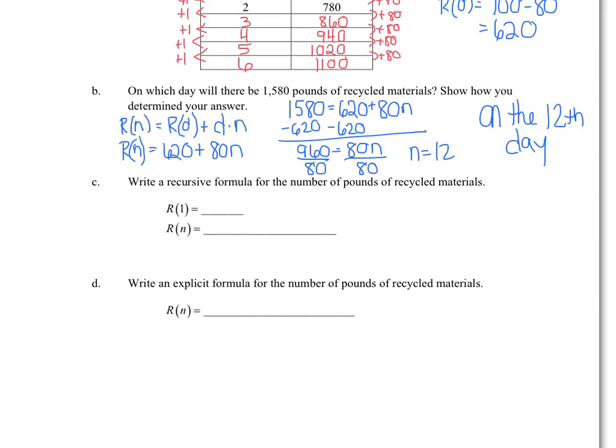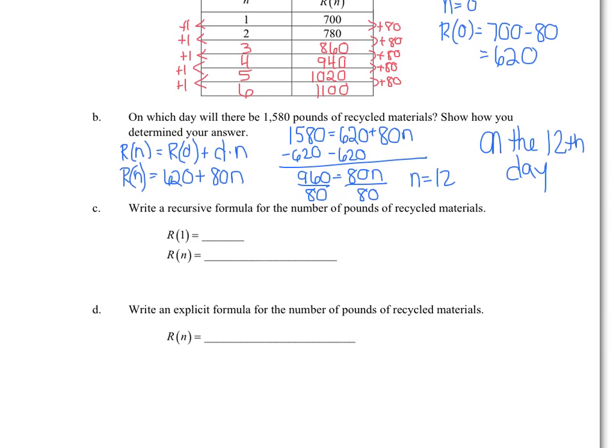Next, it wants us to write a recursive formula for the number of pounds of recycled materials. Well, here they're starting with R of 1, which we know is 700. And then R of n, it's what we're doing to our previous term. So R of n minus 1 is our previous term, and we're adding 80. Part D asks us to write an explicit formula for the number of pounds of recycled materials. Well, that's what I did in Part B, so I can just say 620 plus 80n.